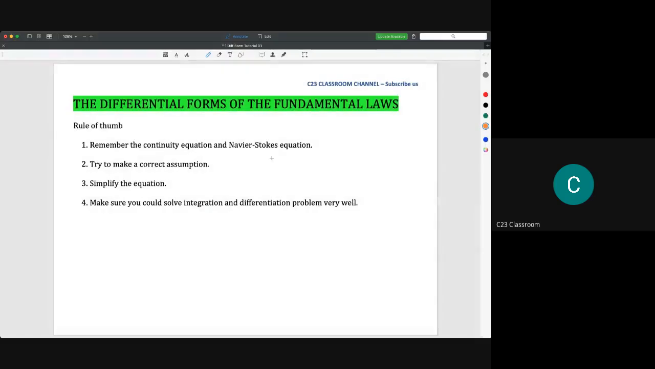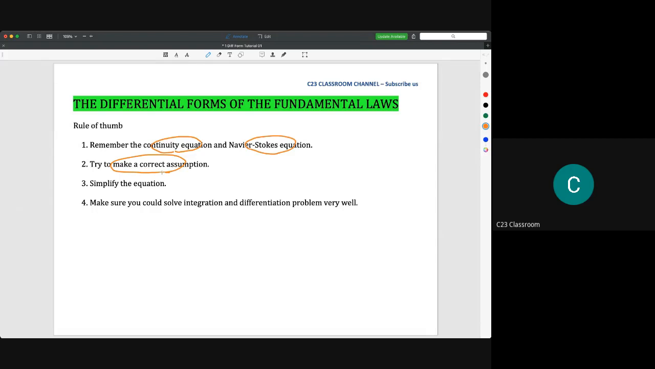Okay, the first one is make sure that you remember the continuity equation and also the Navier-Stokes equation. Then please try to make assumptions and make sure that your assumptions are correct, because if you could make a lot of assumptions, it means that you may reduce many terms in the Navier-Stokes equation, and this will simplify your terms. It is easier for you to solve the problem later on.